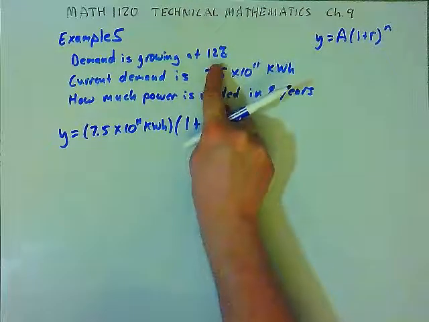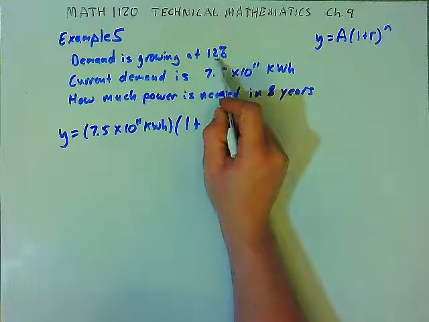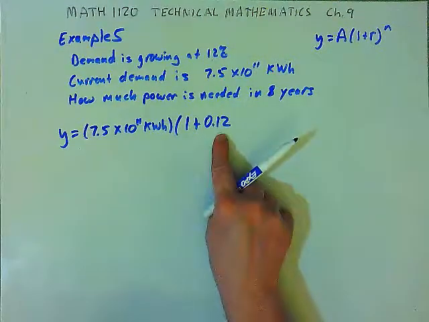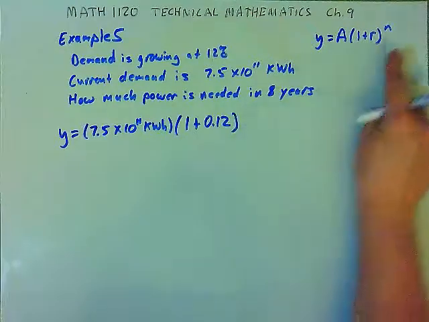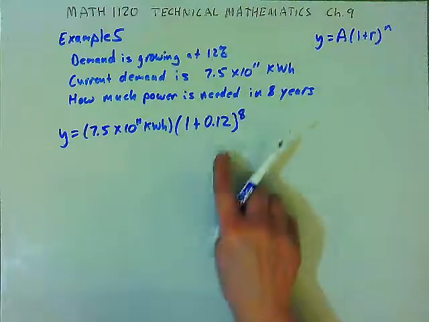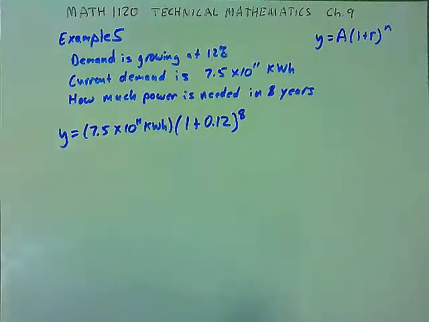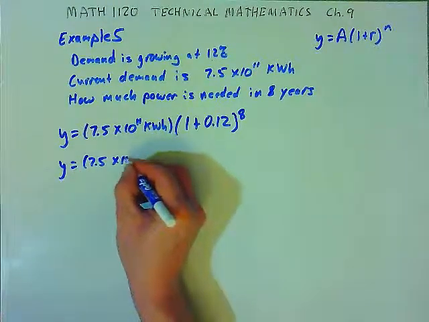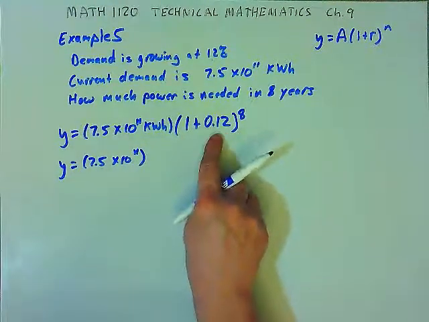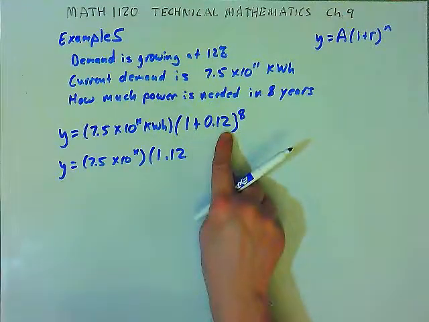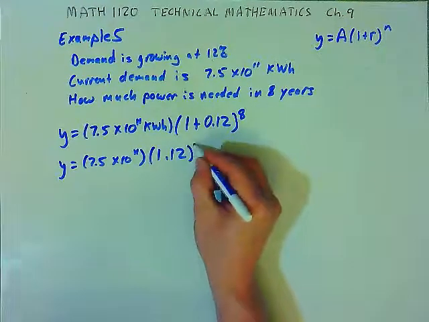The rate is the rate of growth. It was given to us as a percentage. We need that to be a decimal. To change this to a decimal, we move the decimal point 2 places to the left. So it's going to be 0.12, right? That's 12% as a decimal. And then the exponent n is the amount of time that has passed. That's going to be 8 years. Okay, and so we can work this out. Y is going to equal 7.5 times 10 to the 11th. I'm going to go ahead and add these first. It's going to be 1.12. 1 plus 0.12 is 1.12 to the 8th power.